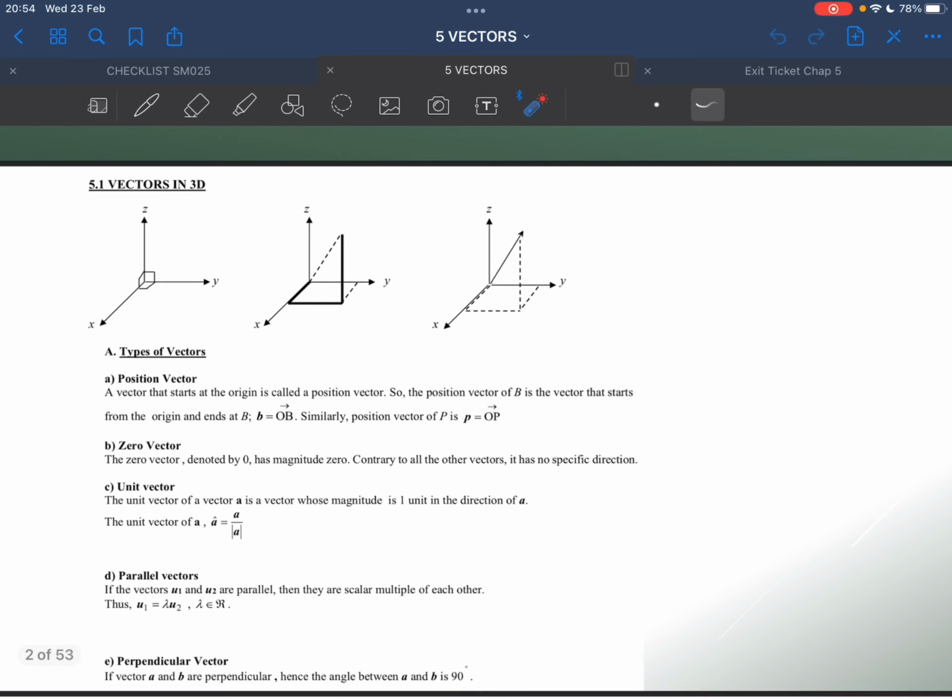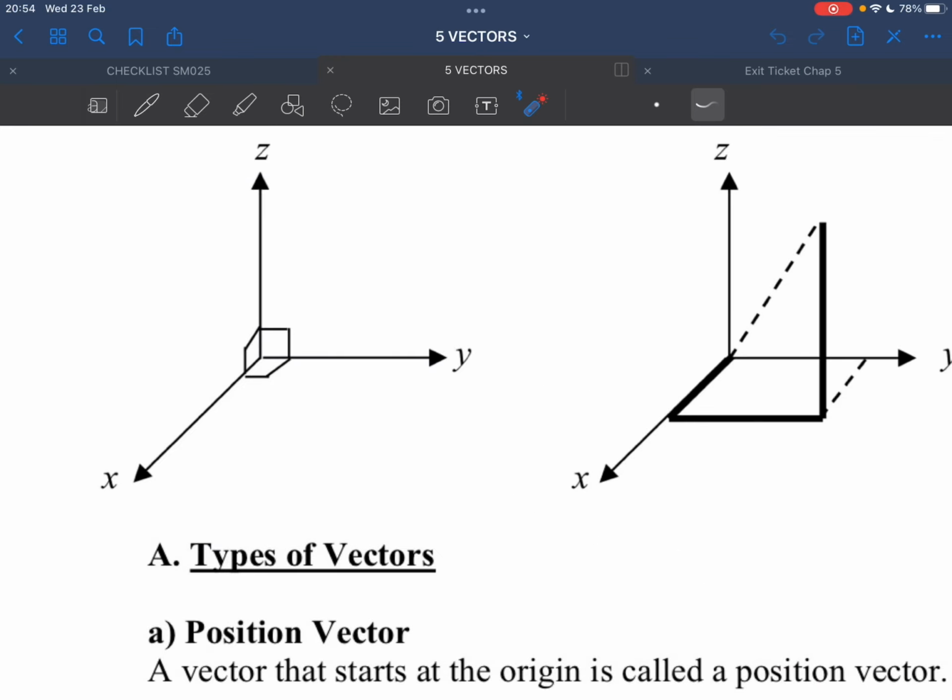Okay, so let's say here we have the axis. Vectors in 3 dimension: of course, we have axis x, y, and z. From here, you can see that we have the x, y plane. So what does it mean by xy plane? As you can see, axis x, y. So this is x, this is y, so this is xy plane. The xy plane is the same thing as z equals to 0, when z equals to 0.